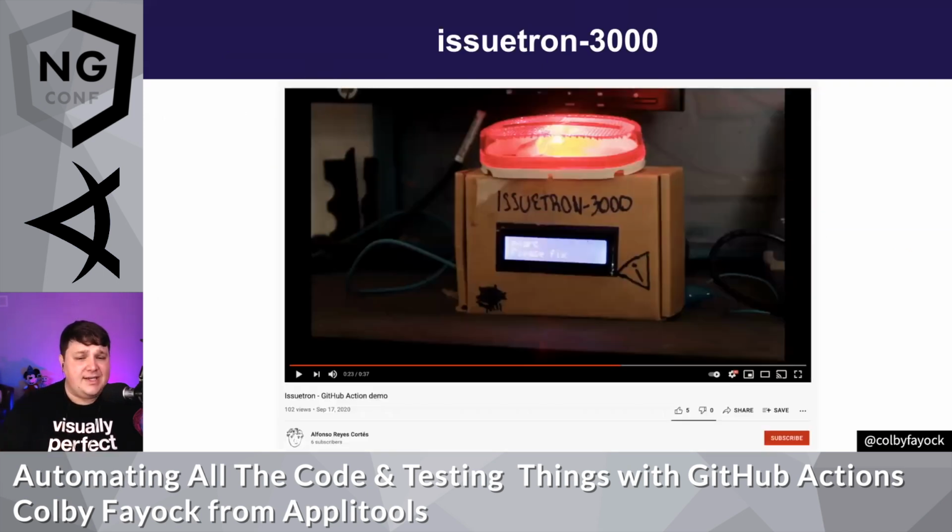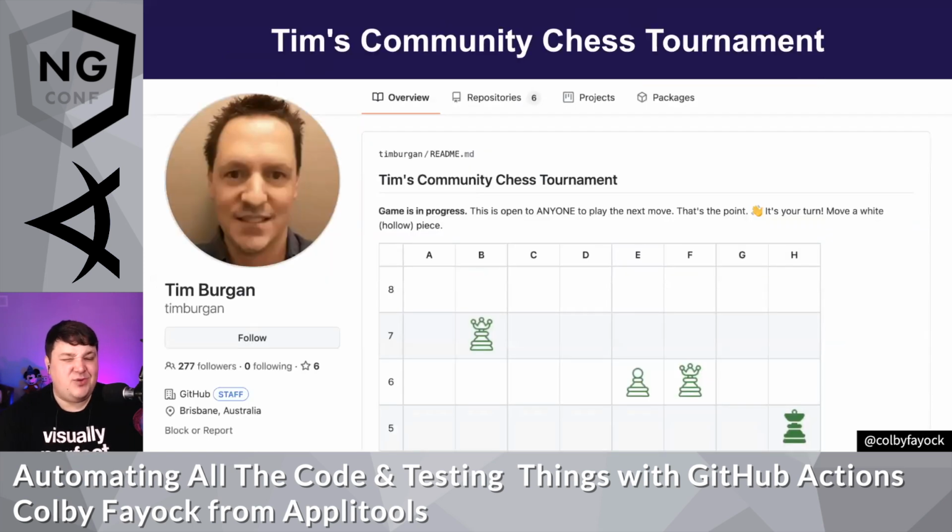And once it's received, Issuetron 3000 is activated and it blinks or lights up based on that action configuration. And it works really well if you look at the video that's inside. I'll include a link with my talk notes. And finally, if that last one wasn't considered fun, here's a little bit of some, where Tim created a community chess game on his GitHub profile page, powered by GitHub Actions.